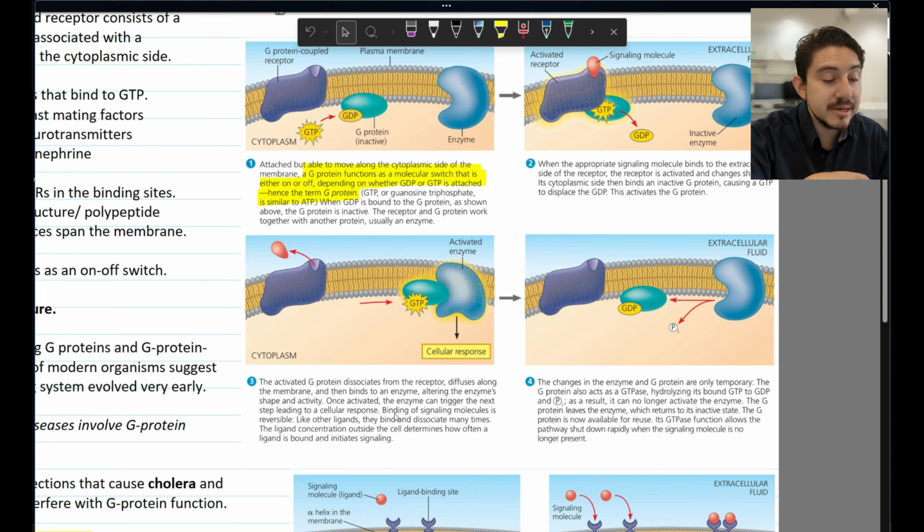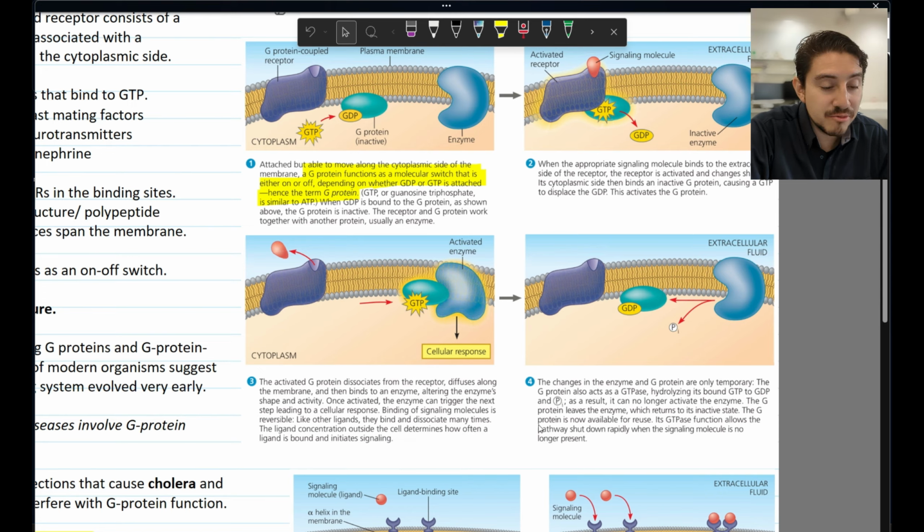Okay? So binding of signaling molecules is reversible. So this is quite interesting too. Like other ligands, they bind and dissociate many times. So you have a ping-ponging of the G protein going left and right and left and right. Okay? The ligand concentration outside the cell determines how often a ligand is bound and initiates signaling.